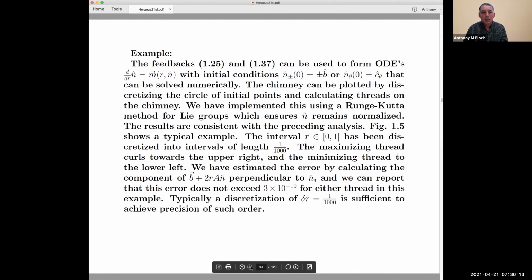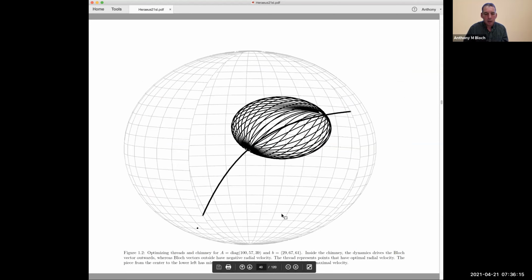So this is basically the picture. These are the optimizing threads and the chimneys for certain values of A and B, which remember represents the Lindblad term. So basically the picture here is inside the chimney, the dynamics drives the Bloch vector outwards, where the Bloch vectors outside have negative radial velocity, and this thread represents the optimal radial velocity. So this is sort of the general picture for the Bloch ball.